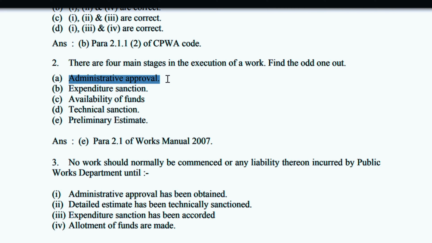Administrative approval, expenditure sanction, availability of funds, technical sanctions. So the odd one out is this. Answer is E.